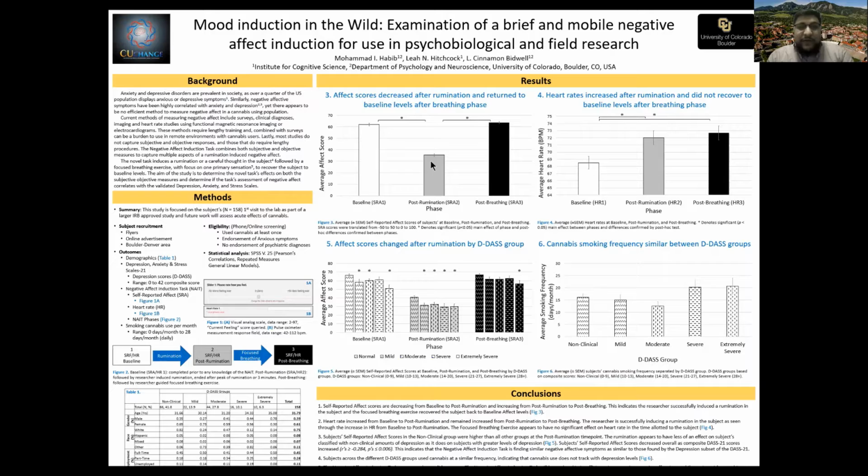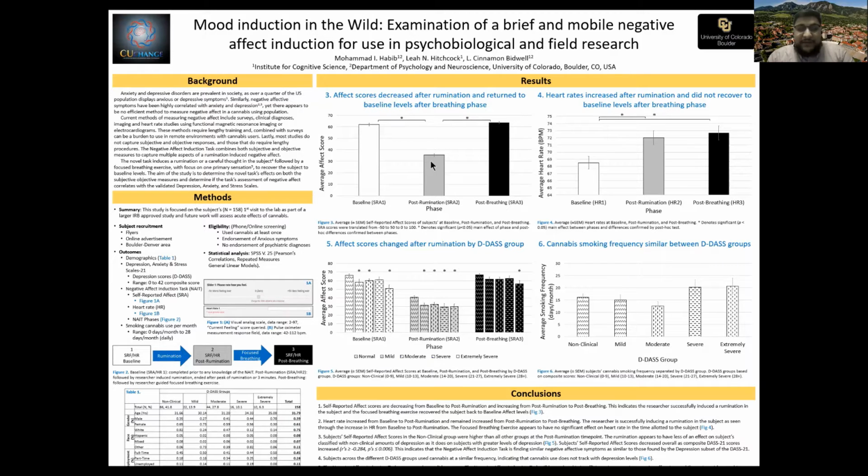This study was part of a larger IRB-approved study in which we focused on collecting demographics, which you can see in Table 1. We also collected depression, anxiety, and stress scale, or DAS scores, and cannabis smoking frequency in a cannabis-using population, in addition to the negative affect induction task's outcome.